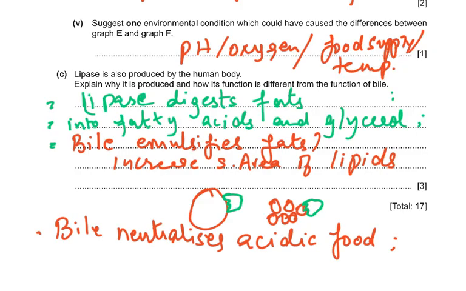So lipase digests fats into fatty acids and glycerol. Bile emulsifies fats or increases the surface area of the lipids, and bile neutralizes the acidic food. You only have to give me 3 points out of these. There are actually 4 mark scheme points and a maximum of 3, so any 3 of these.